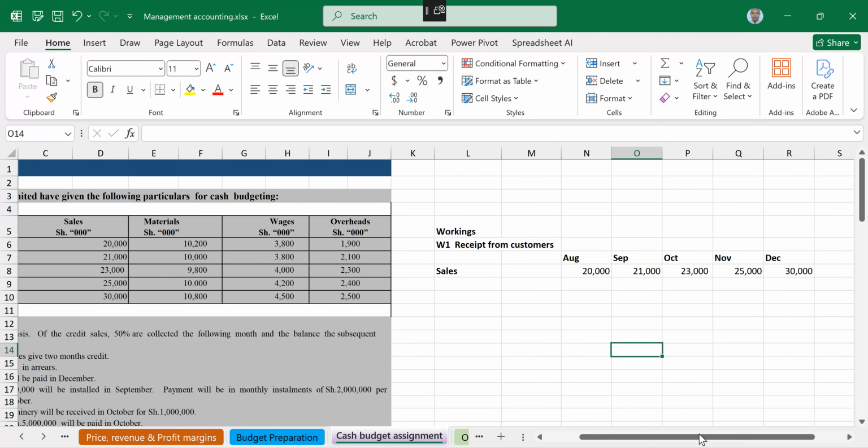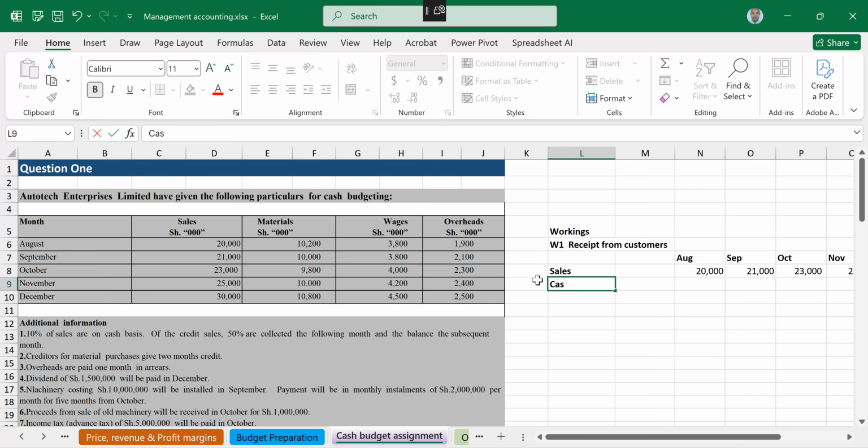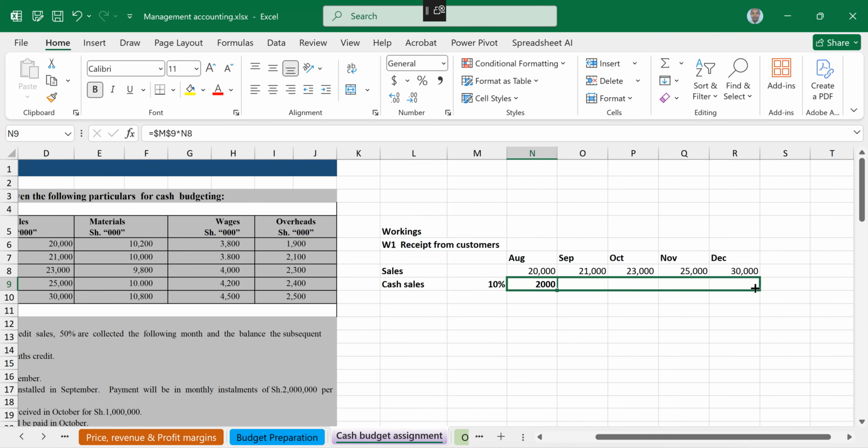So once you have the sales, go to the analysis. 10% of sales are on cash. So cash sales, 10%. That will be equal sign 10%, lock the 10%, times, then click on 20,000, drag that across.